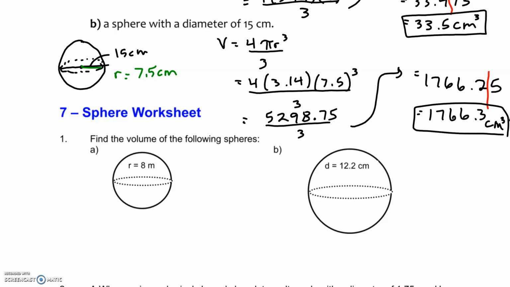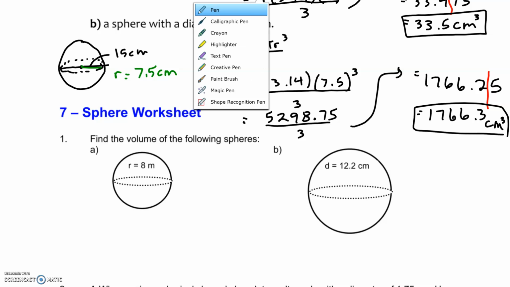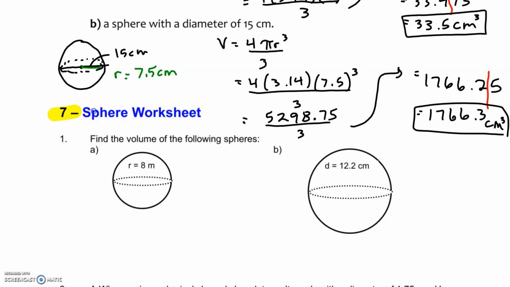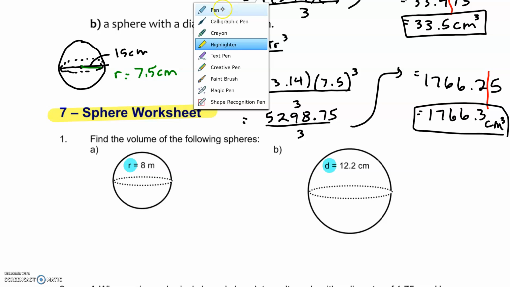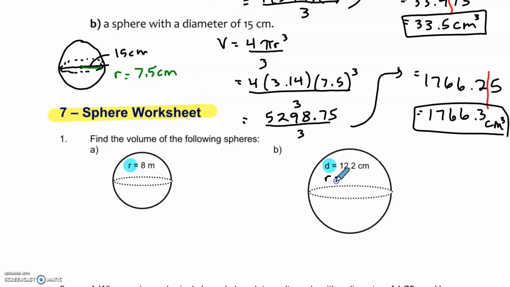Good. All right, the worksheet happens to be right underneath our note right here. So it's your turn. Please watch whether you're given a radius or a diameter. Remember, if you are given a diameter, that you need to go ahead and change that value to a radius, and you do that by taking the diameter and divide by 2. So this one would be 6.1 centimeters. And that's what you put in your formula.